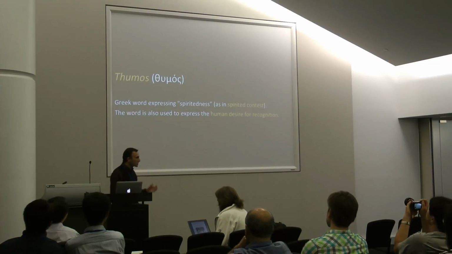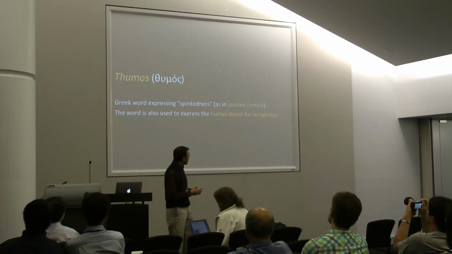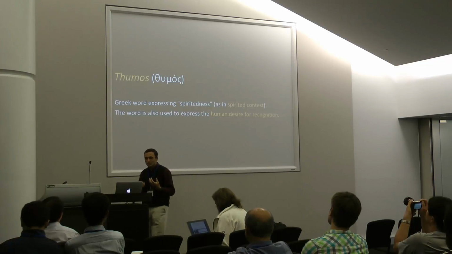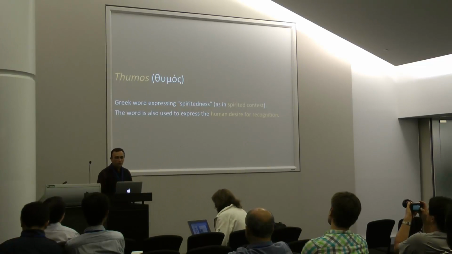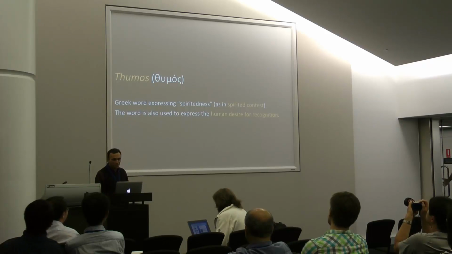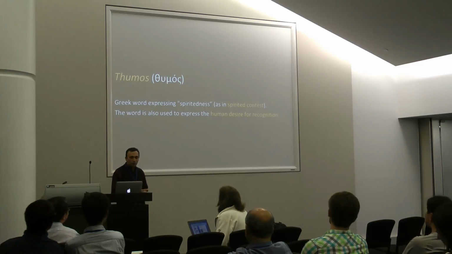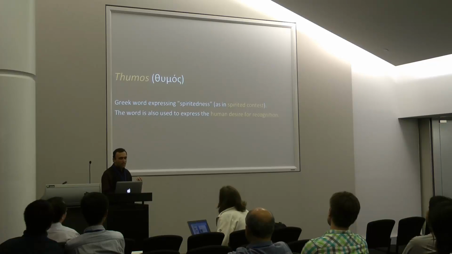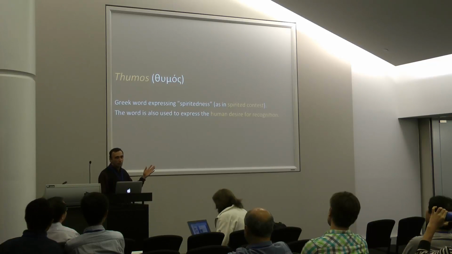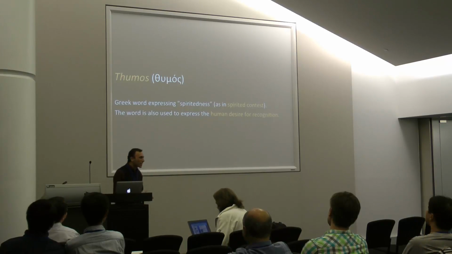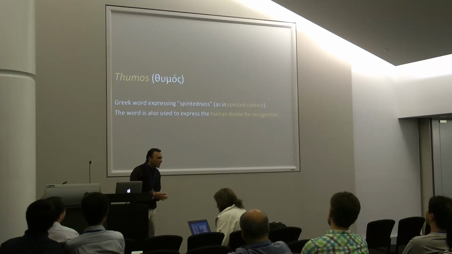THUMOS is actually a Greek word. It expresses the notion of this kind of competitive or radical spirit, as in a spirited contest. However, the word is also used to express this human desire for recognition. Now, I'm sure that when the Greeks came up with the word, they did have action recognition in mind. They just had to wait a very long time to come up with it.